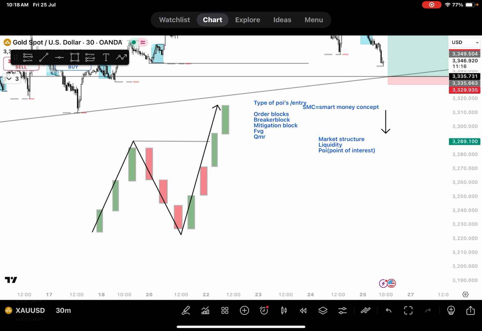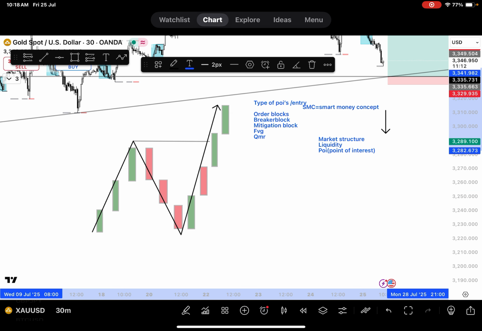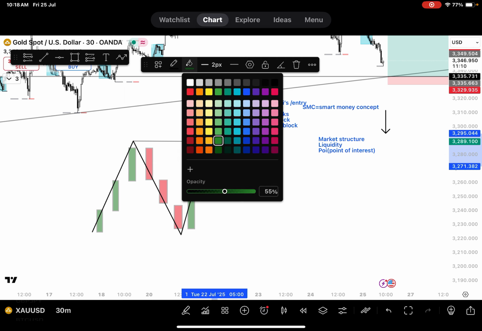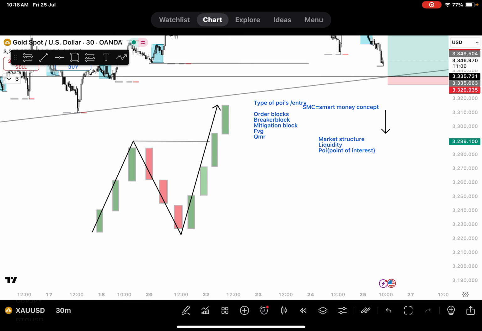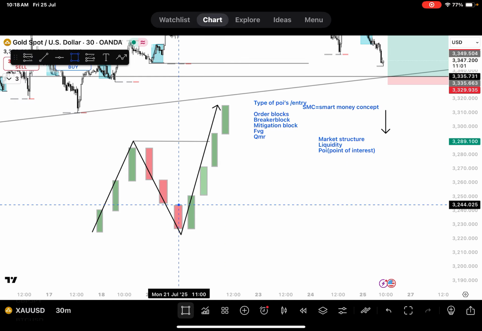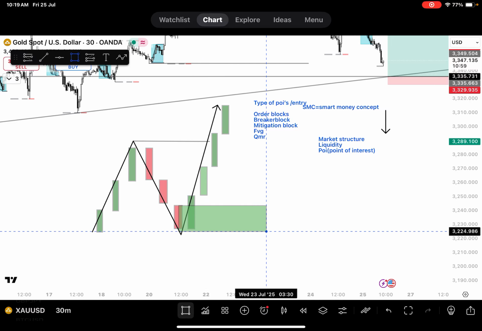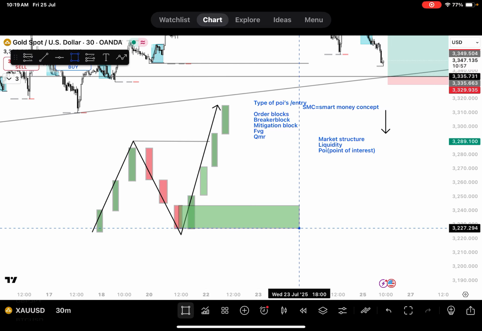don't worry, I'm not going to teach you about this particular one. Just take this to be what I'm teaching you. Okay? The last red candle here is what we call what? Our order block. You understand?